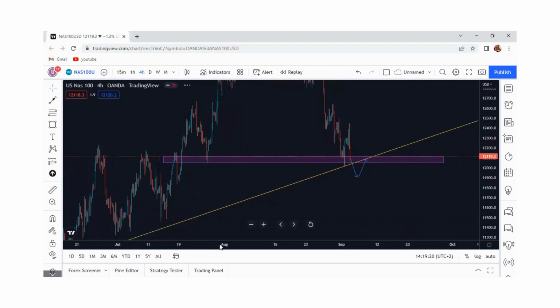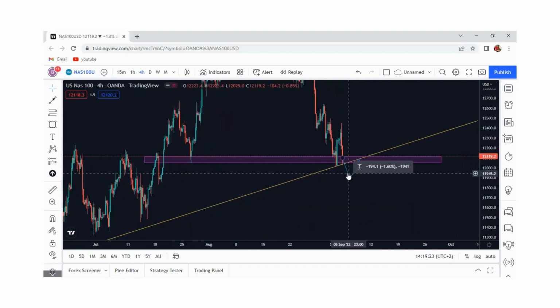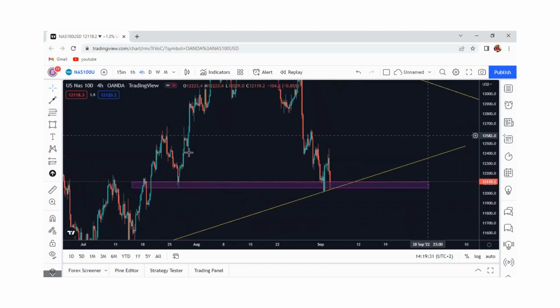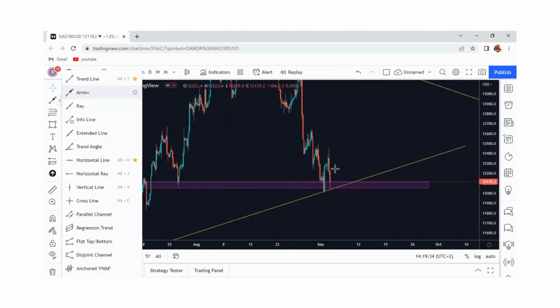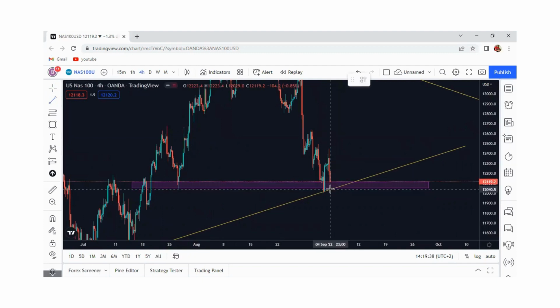So I just want to check what's happening here. Maybe there's some entry or something. It might reject now. Maybe I'll go down to a smaller time frame. It might reject like something like this.